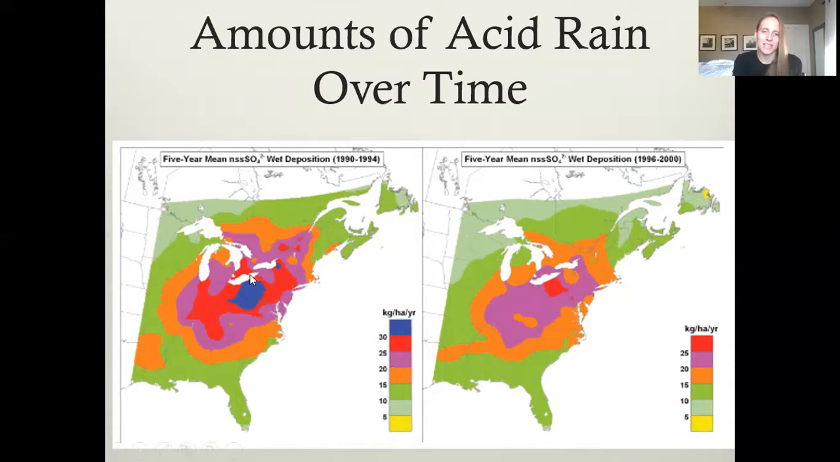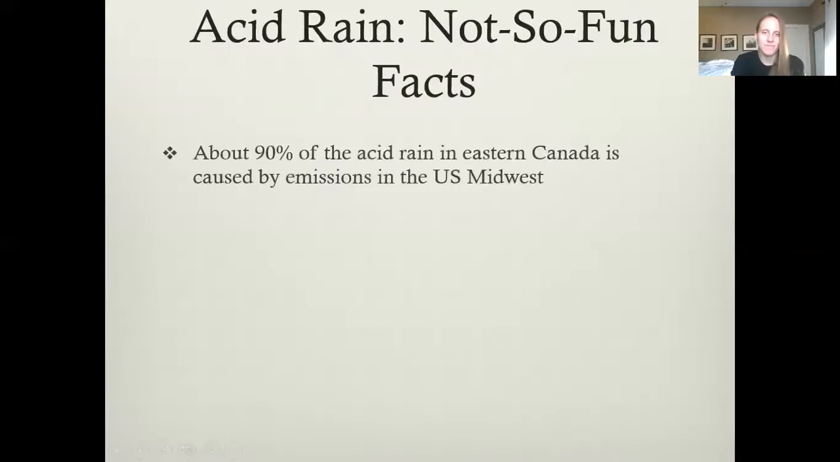So back in the early 90s, there were really high levels of acid rain in the northeastern part of the United States and southern Ontario. Now it has decreased quite a bit, mostly because of decreased pollution coming from the US.